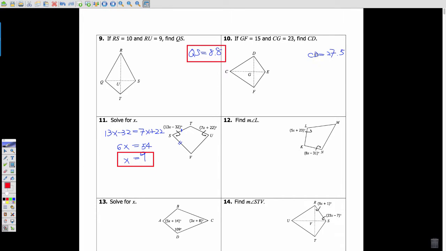I should highlight these. And number 12 is the same way, so see if you can solve it on your own. Your final answer should be 113.